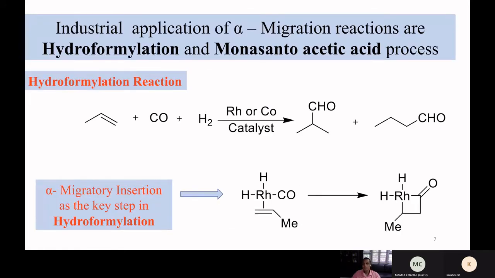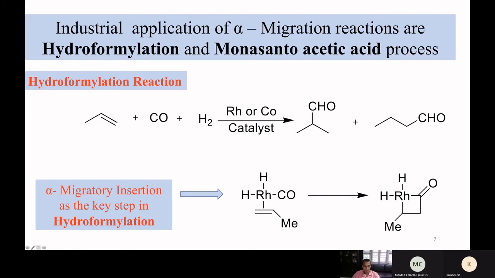Moving on, let's look at some real life or industrial scale examples of these processes. There are many reactions where you will see alpha migratory insertion, beta migratory insertion, oxidative addition, and reductive elimination all happening. Here is an example. This is propene, three carbons with an olefinic double bond.